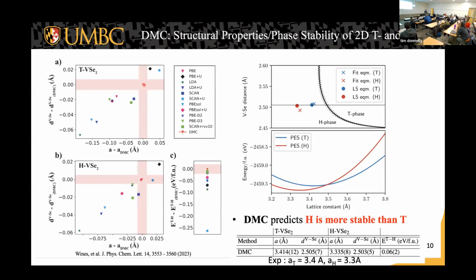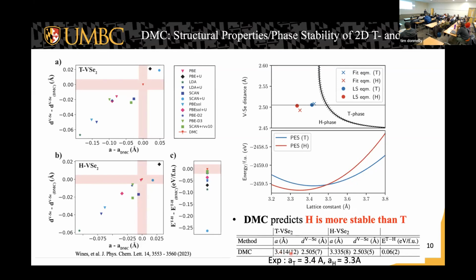What we are seeing is that we have lots of different functionals here, and we are comparing the vanadium selenide bond length in the T phases. From what I see, just comparing the T and H phases, the SCAN functional is getting relatively nice results for our positions. And what we have found at the end after the geometry relaxation is that the experimentally measured value for the T phase is 3.4 angstrom.